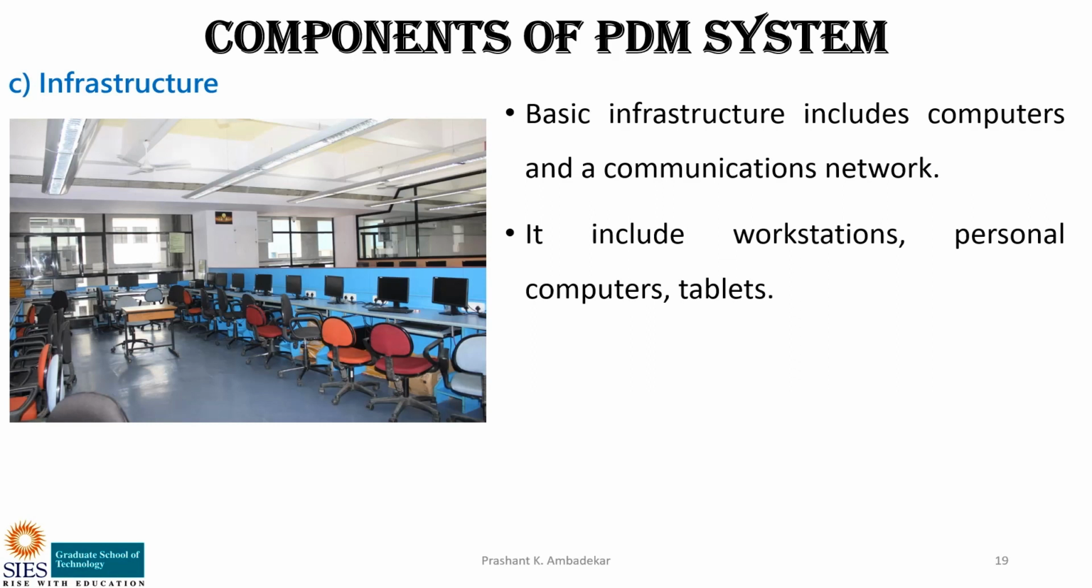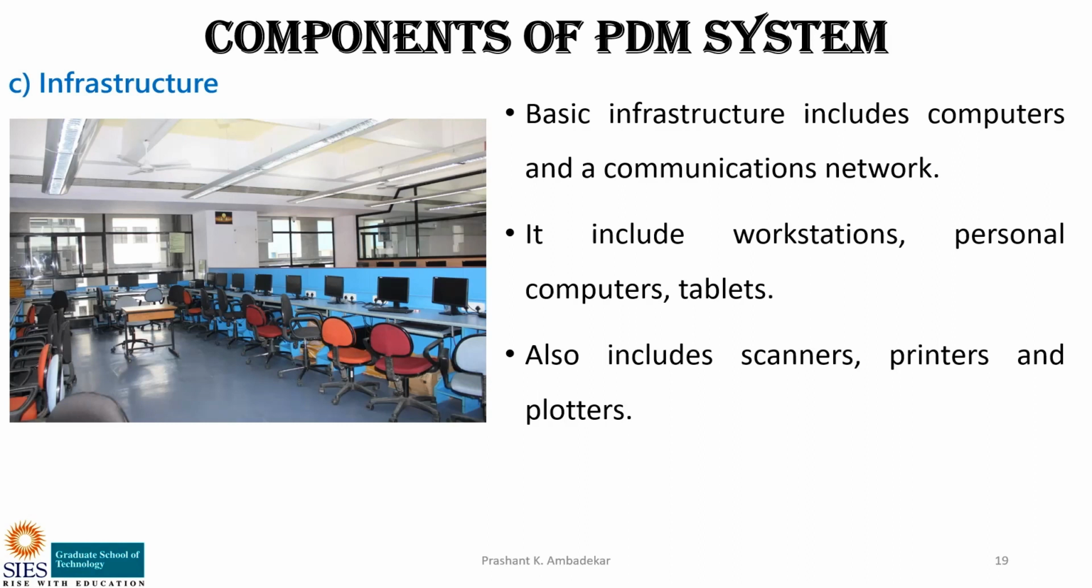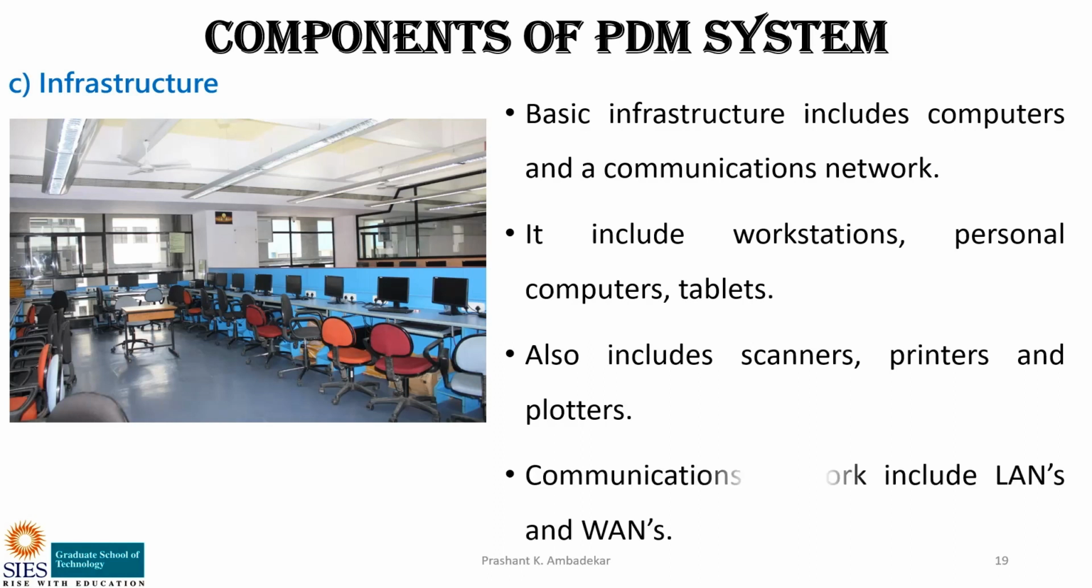The infrastructure will probably include workstations, personal computers, tablets, smartphones, and other devices. They may range from smart 3D devices to less sophisticated 2D view-only terminals as well. The infrastructure also includes input devices like scanners and output devices like printers or plotters. And last but not the least, it will have the communication network, which will include both LAN as well as WAN, so that information can be communicated both on one site and between the different sites.